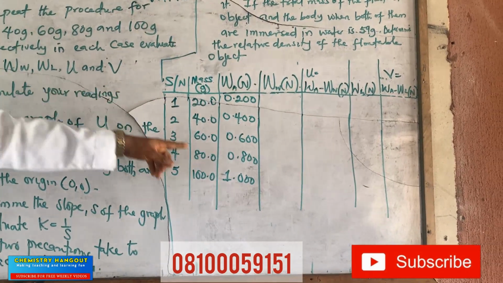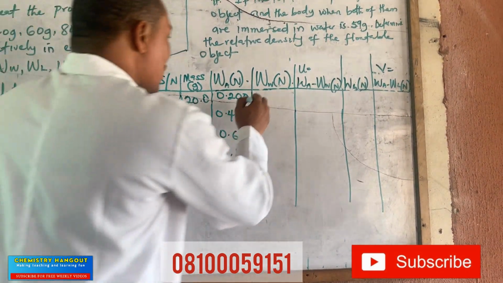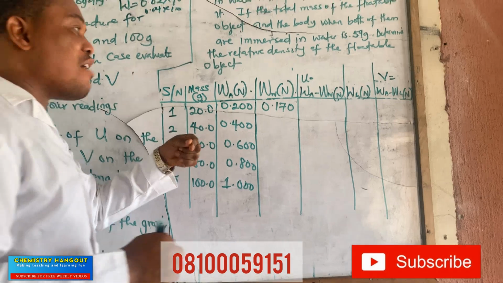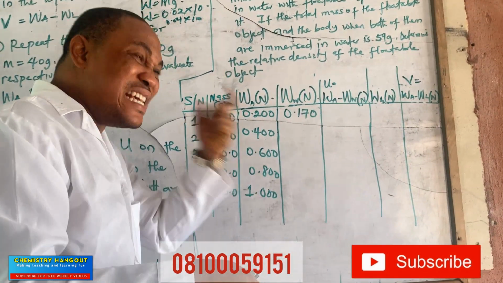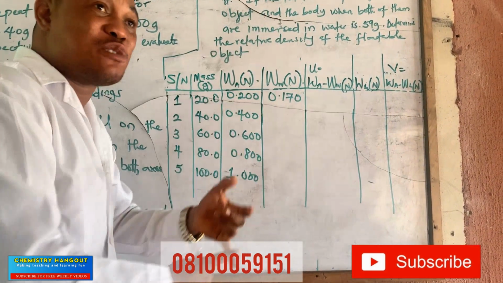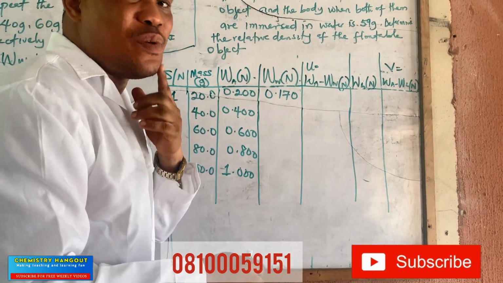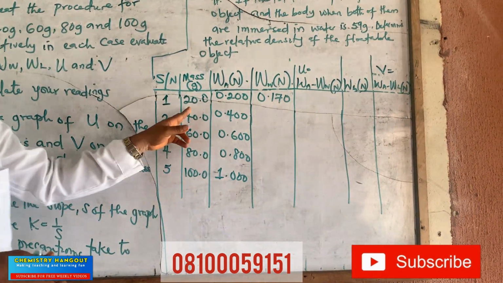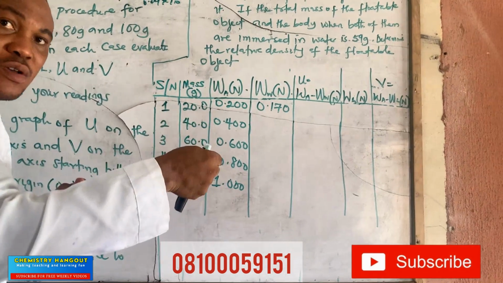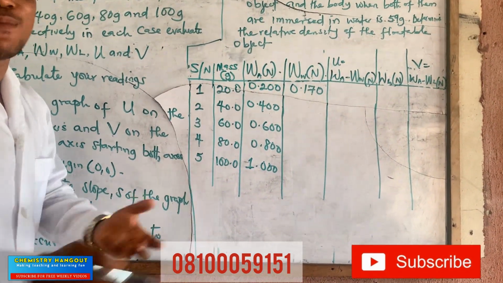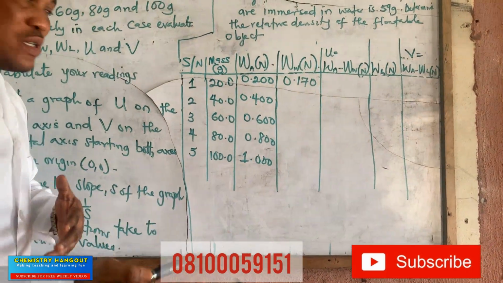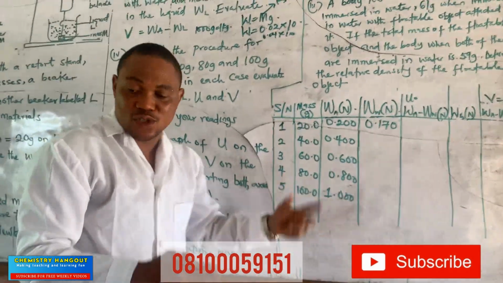So my weight in water now. Here I have 0.17, so let me say 0.170. If you are taking readings from a particular instrument, maybe a voltmeter or ammeter, at least it has to be to 2 decimal places. But if it is a value you are given in the question, like this 20, I take it to 1 decimal. If it is a value from an instrument, I take it to at least 2. If it is a calculator value, like 0.2317, you take that to 3. That's the reason why I decided to take this to 3.